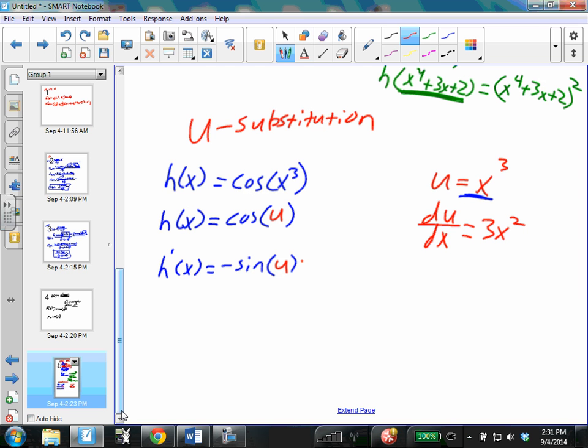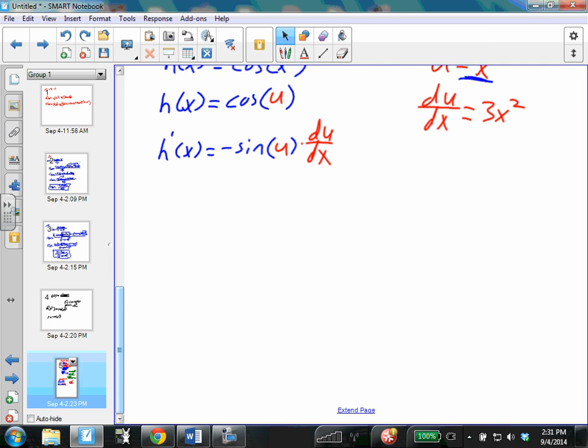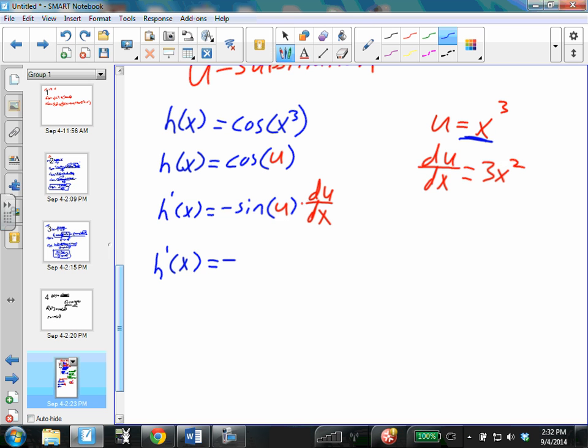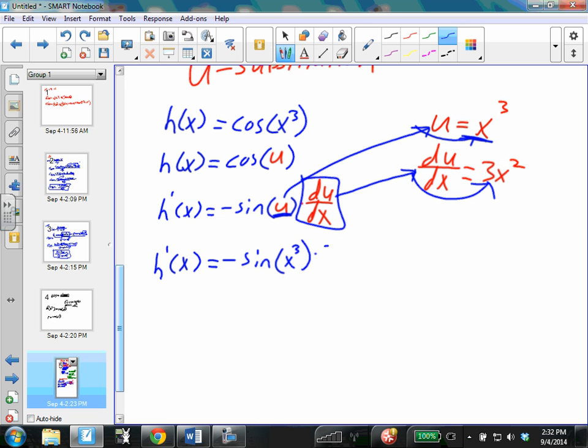is equal to 3x squared. So over here, I need to be multiplying by the derivative of u with respect to x. This was the last piece of my chain rule, right? So the derivative of the outside, leaving the inside alone, so I just left my u, times the derivative of the inside, so I have my du dx over here. Okay? So now all I'm going to do is come back and plug in and finish this thing out. So negative sine of u. Now what was u? Yeah, u is x cubed, right? So I'm just going to plug x cubed in for u times du dx, which is 3x squared.